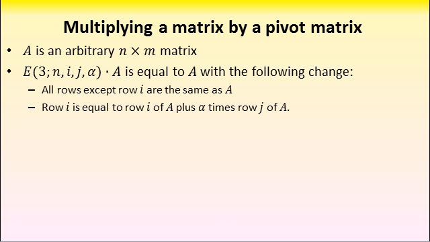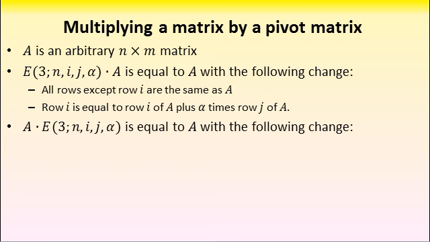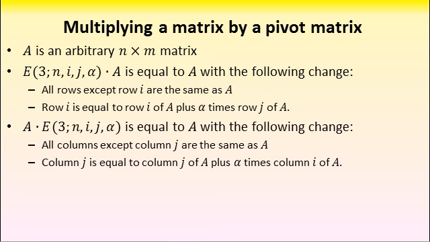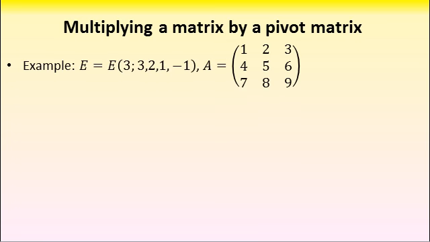Post multiplying by a pivot matrix is much less important. It's the pre-multiplication that you should learn. But post multiplying by E will have the following effect. All columns except the jth column will be the same as A, and the jth column will be replaced by the jth column of A plus alpha times the ith column of A. And here are some examples.